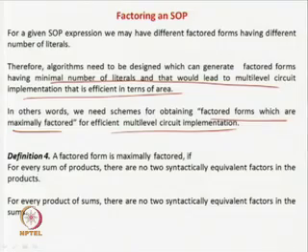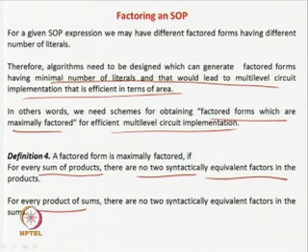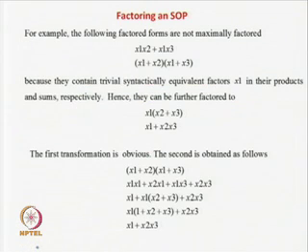But let us now see how it can be defined in a more formal way. A factored form is maximally factored if, for every sum of products in that factored form, there are no two syntactically equivalent factors in the product. For every product of sums, there are no two syntactically equivalent factors in the sums. Rather than going too deep into technical depth, we will illustrate by examples, and then come back to this definition.